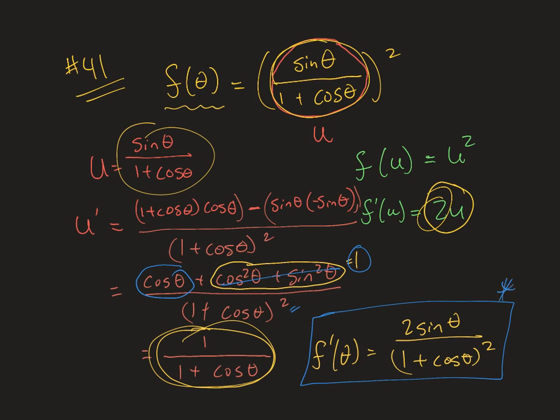Hopefully this helped you understand how to identify the composition, and in this case we had to do the quotient rule to get the derivative of the composition. Then when you're done, you just multiply f prime and u prime and you end up with your actual derivative.